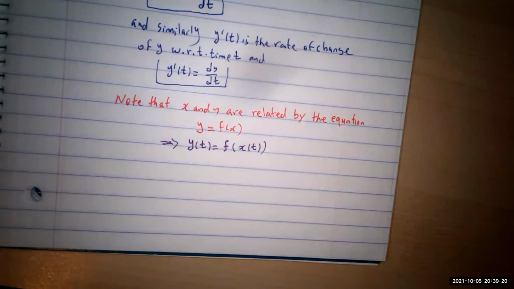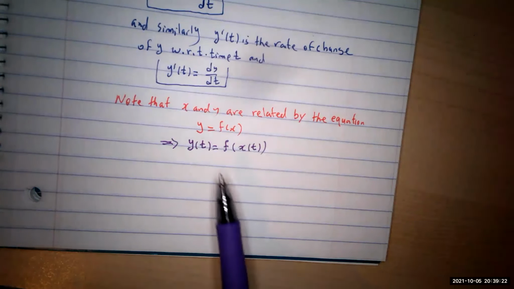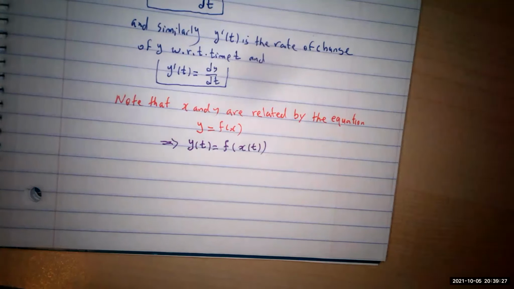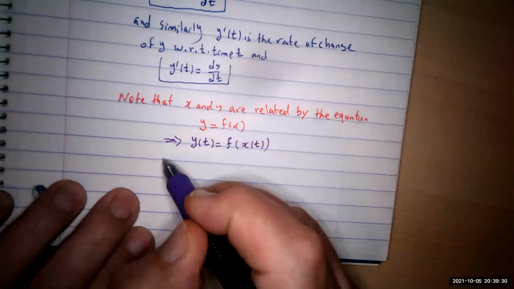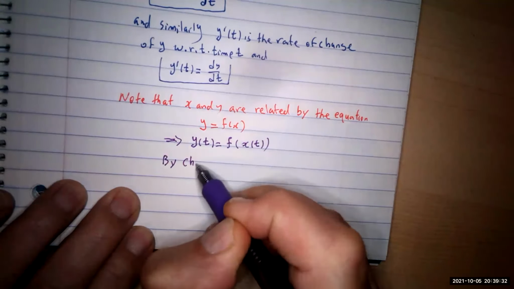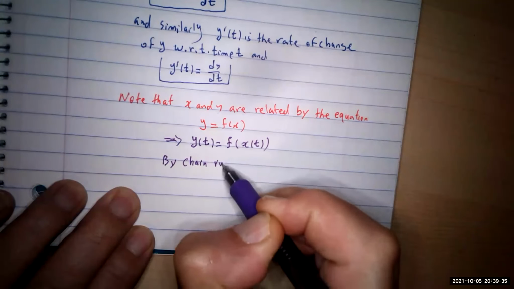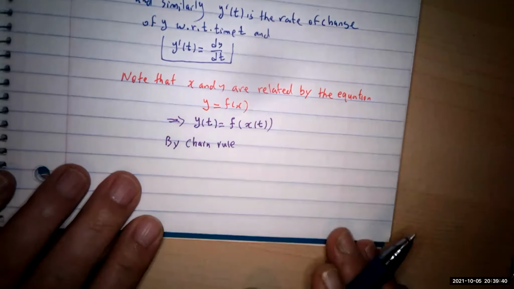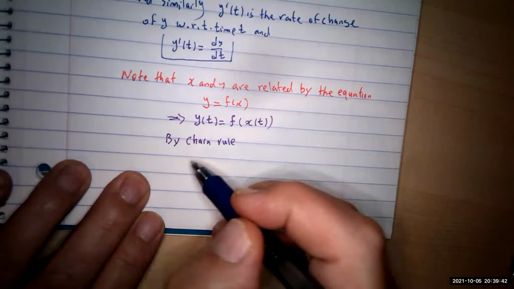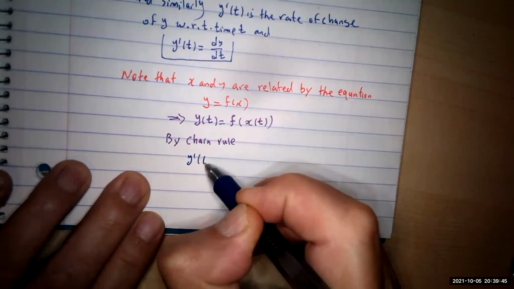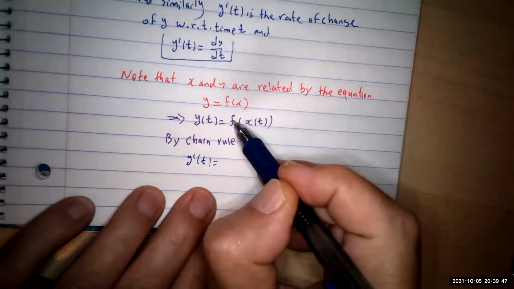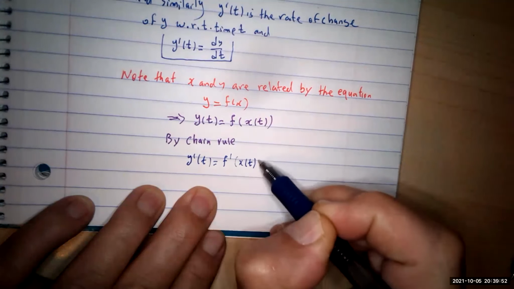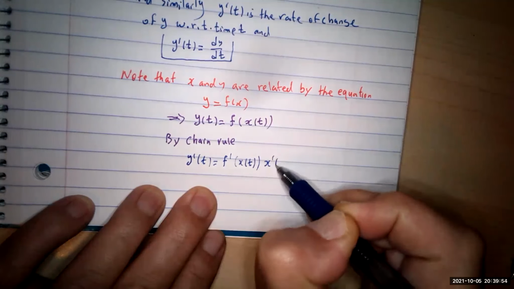Now we bring the chain rule, because this is a composition of two functions. If you differentiate it by the chain rule, this is what you're going to have. We get y prime of t. The chain rule, remember, is f prime of t, the derivative of the outside function, times the inside function, x prime of t.